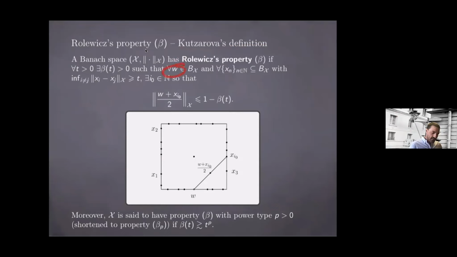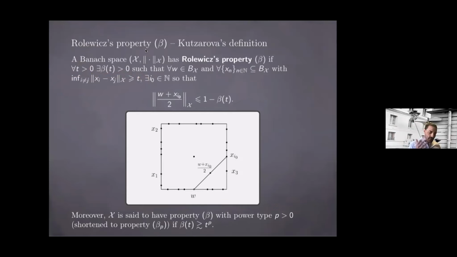It says that if you take a point w in the unit ball of your Banach space and a sequence in the unit ball that is t-separated, where t is some positive number, then there always exists some element x_i in the sequence such that the midpoint between w and x_i is way inside the ball, and in a uniform fashion, so it does not depend on w or the sequence, just on the separation parameter. Now, this is obviously an infinite dimensional notion because there is no such thing as a separated infinite sequence in a finite dimensional space. So it will escape finite dimensional phenomena.